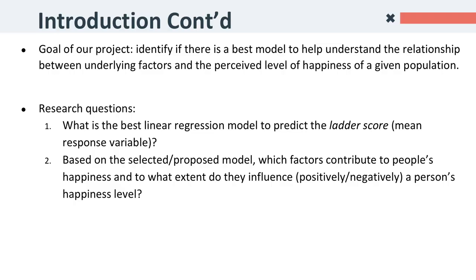Question number 1 is to determine what's the best linear regression model to predict the Ladder score. And question number 2 is, based on the selected or proposed model, which factors contribute to people's happiness and to what extent they influence someone's happiness level.